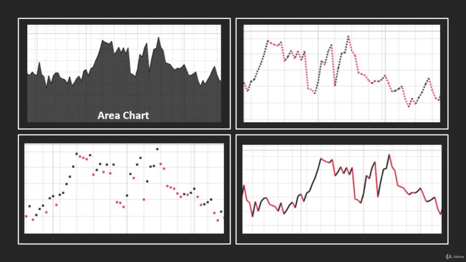Other ways that you can represent price as well are things like an area chart, for example, where you're looking at how it looks in terms of pricing things out and then having the area shaded underneath the price.